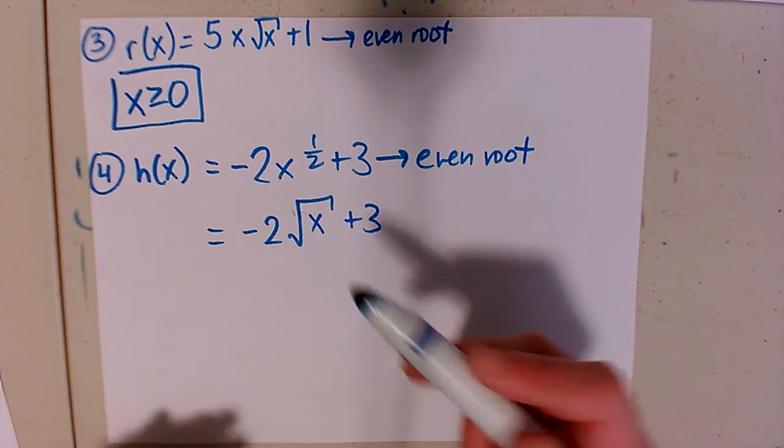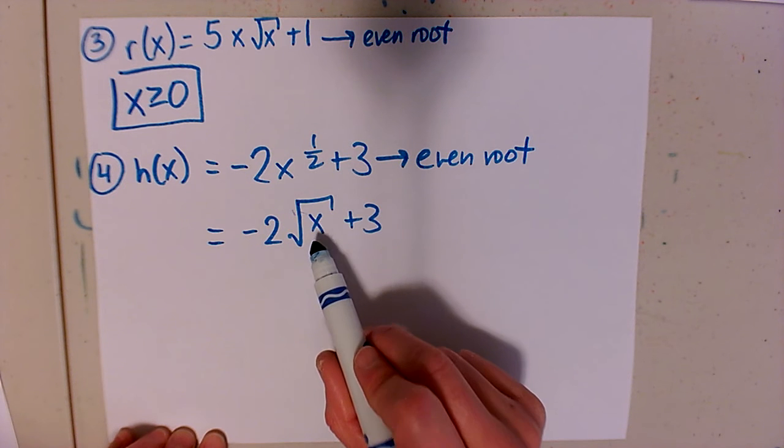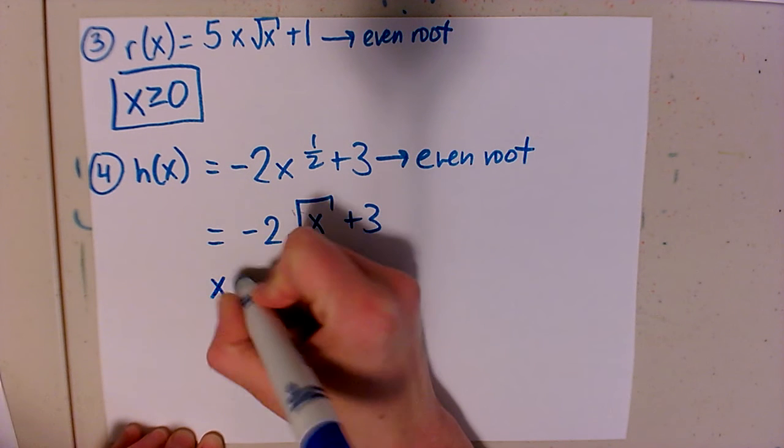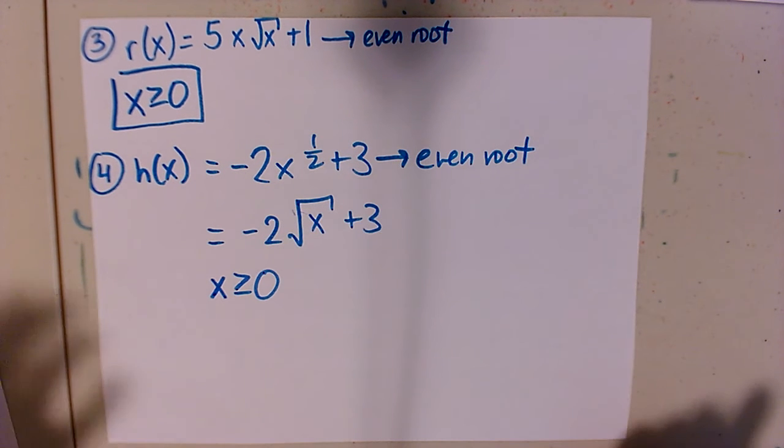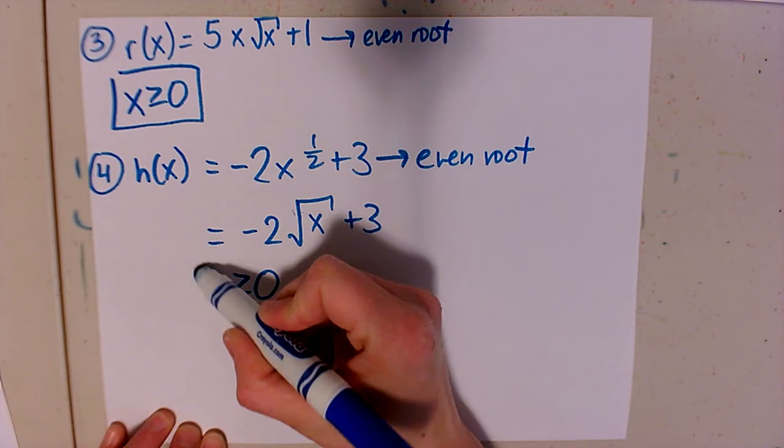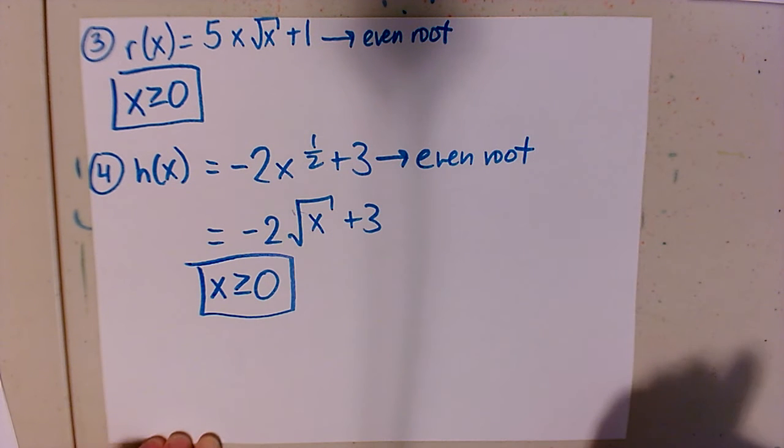So when you're finding this domain, you only care about what's inside the radical, which is x. So we could say x is greater than or equal to 0. And in that case, x is already by itself. So that's our answer, and we're all done.